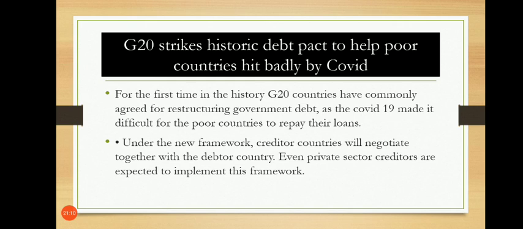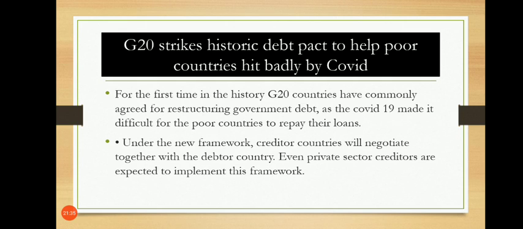Now we are moving forward. G20 strikes historic debt pact to help poor countries hit badly by COVID. So आपका जो G20 countries हैं, okay, for the very first time in history have commonly agreed for restructuring government debt as COVID-19 made it difficult for poor countries to repay their loans.